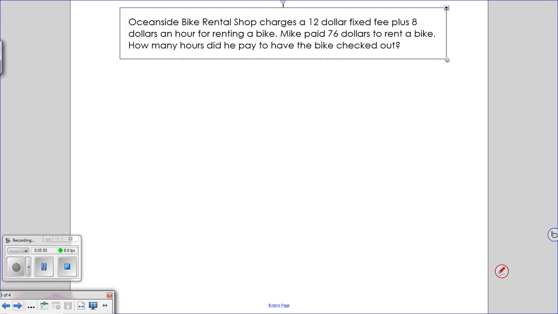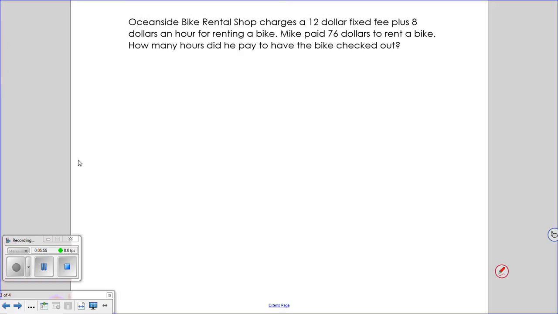Alright, I want you to open your notebook and find this word problem. We're going to solve it out together using our bar modeling technique. So you're finding the problem that says Oceanside Bike Rental Shop charges a $12 fixed fee plus $8 an hour for renting a bike. Mike paid $76 to rent a bike. How many hours did he pay to have the bike checked out?